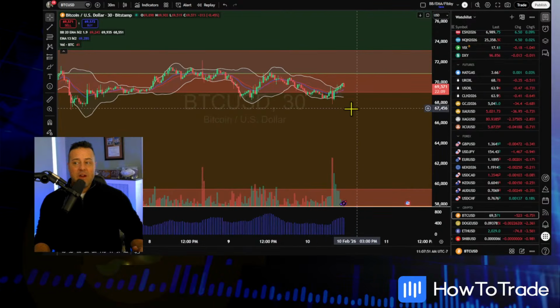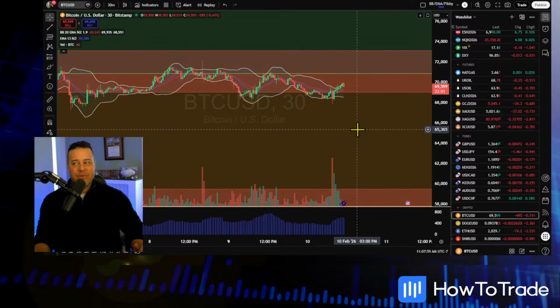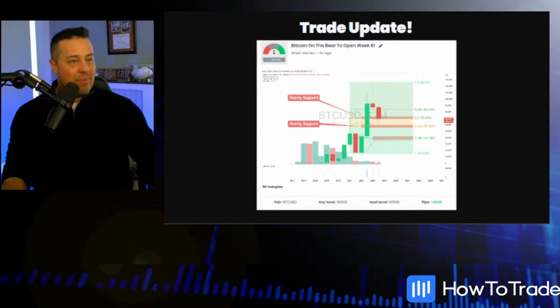So definitely be careful if you're trading Bitcoin right now. It is active, but we do have resistance in place at 70,875-ish. I'm interested to see what happens if we test that zone. I think we are going to test it probably before NFP. That's for sure. So you definitely want to keep an eye on that for Bitcoin.